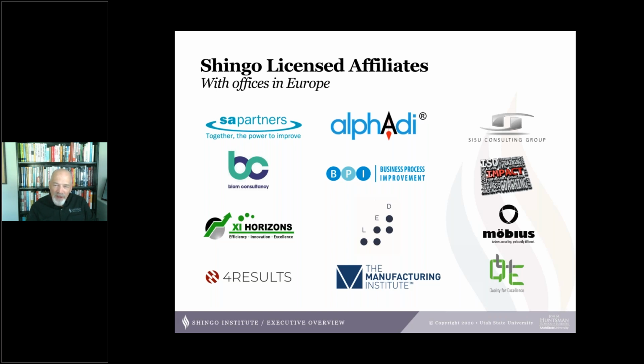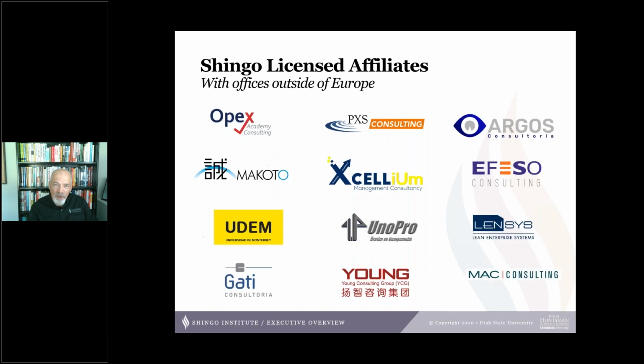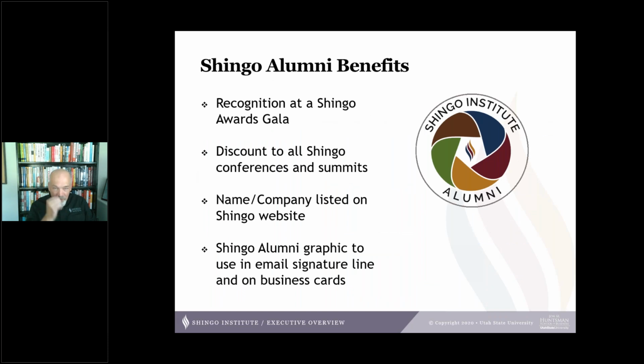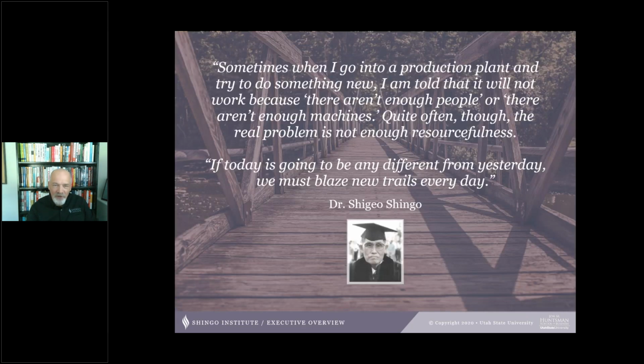We have 35 different partners around the world. These are the ones that are in Europe, and the others are ones that operate in different parts around the world. For those who complete all the Shingo workshops, we recognize them as being a Shingo Alumni member, and here are some of the benefits that come from that, besides all the learning that you do that will help you help your companies get better over time.